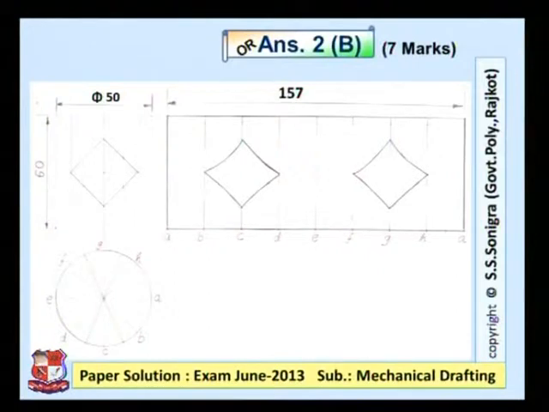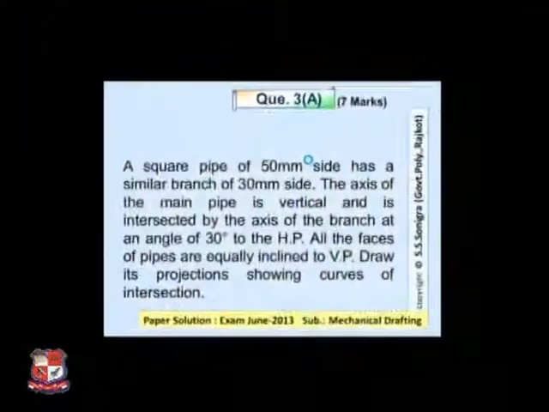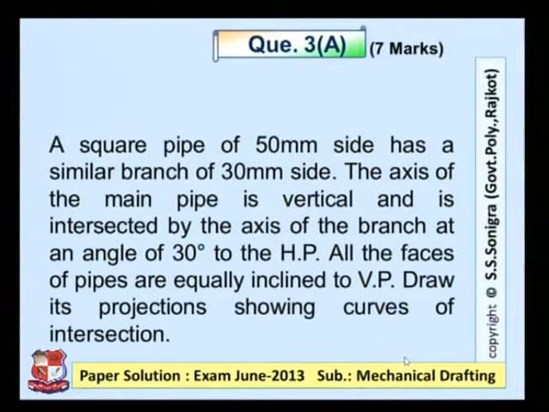In the drawing, diameter is 50, height is 60. The answer is to be drawn like this. Smooth curves over here. Next question, question number 3a, asked for 7 marks.